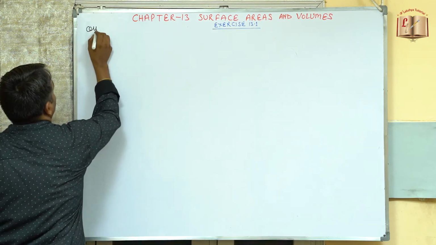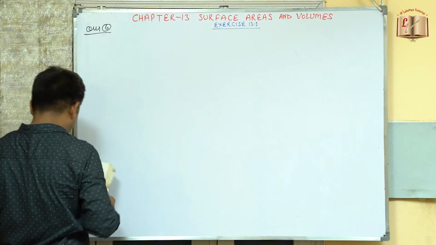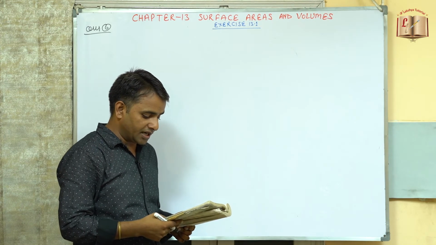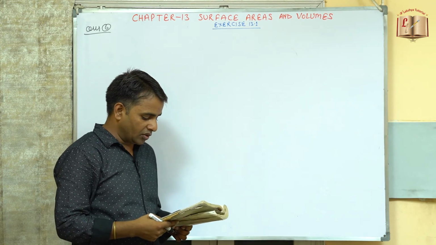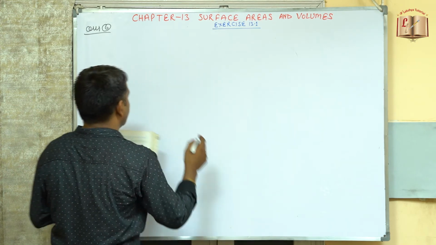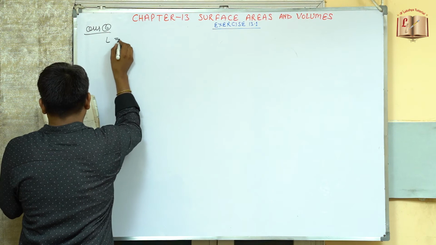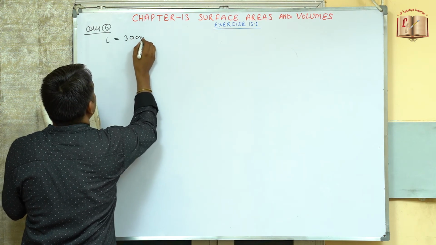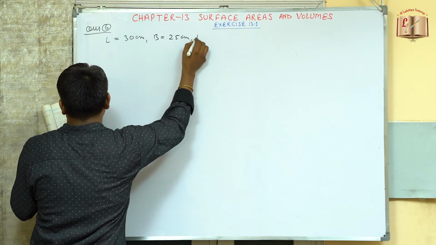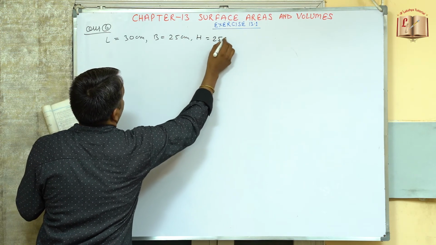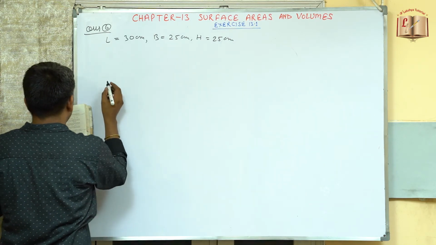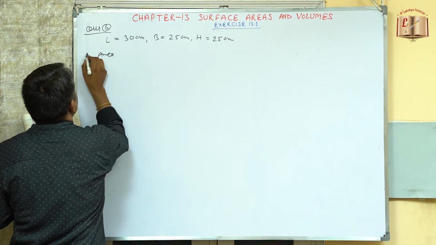So now coming to question number 6. A small indoor greenhouse herbarium is made entirely of glass panes, including the base, held together with tape. Now the dimensions are given. So length of the box is 30 centimeter, width is 25 centimeter and height is also 25 centimeter. So what is the area of the glass? We need to find out the area of the glass.